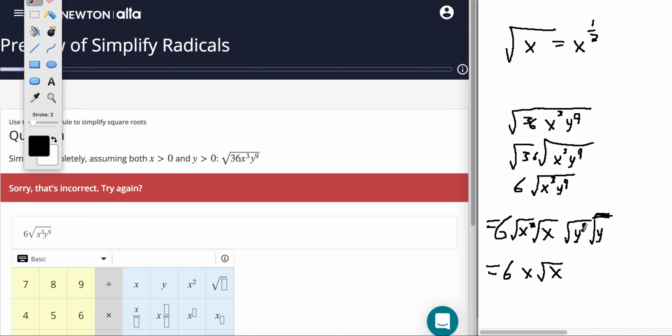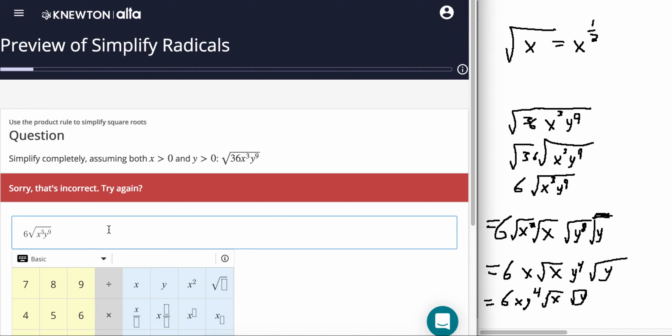And then same thing here. Y to the 8th to the 1/2 power, that makes y to the 4th. So we got 6x. Oh, I didn't copy this down, sorry. 6x y to the 4th, square root of x, square root of y. Let's see if it likes that any better.